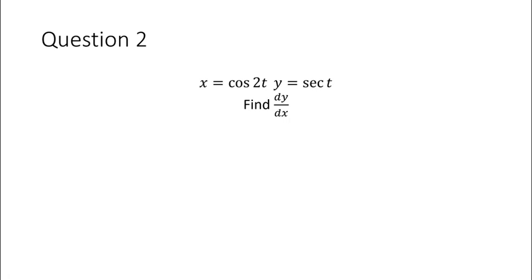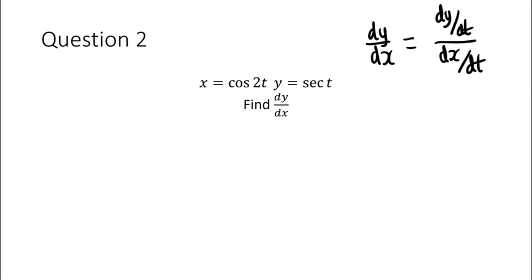So let's see how this looks. The key formula here is going to be dy by dx is dy by dt divided by dx by dt. So we need to find dx by dt and dy by dt, so let's do that. For dx by dt, we're going to differentiate cos 2t with respect to t. That becomes minus 2 sine 2t. Because there's the coefficient of t, there's a 2, times by 2. When we differentiate cos, it goes to minus sine.